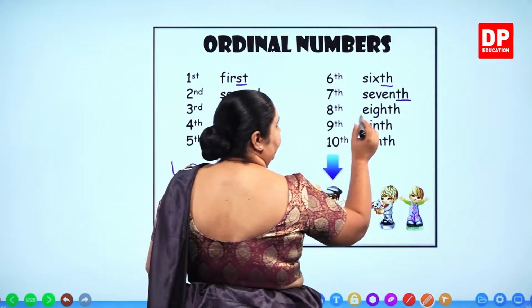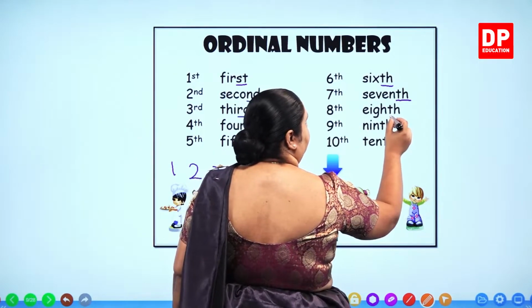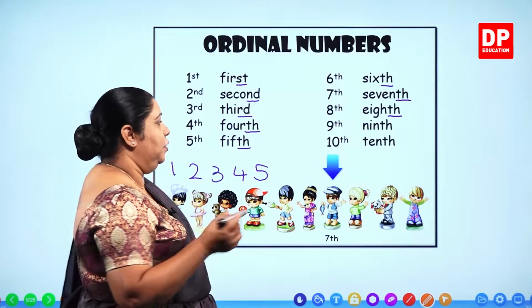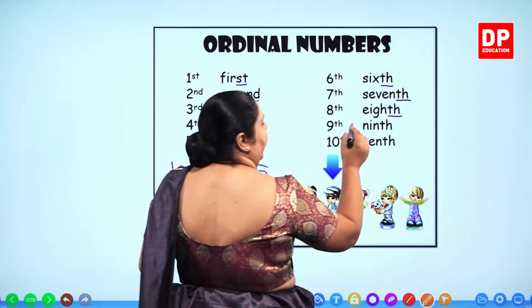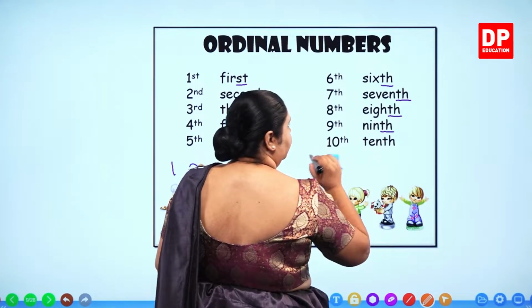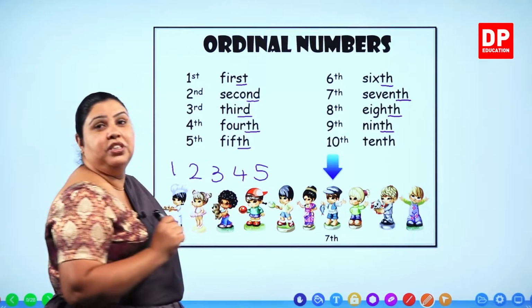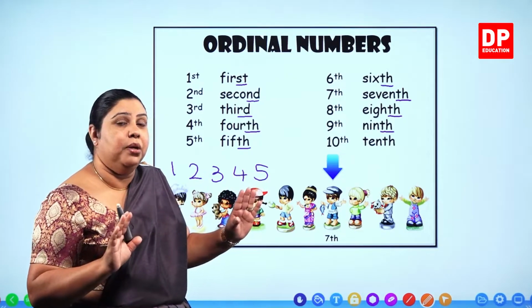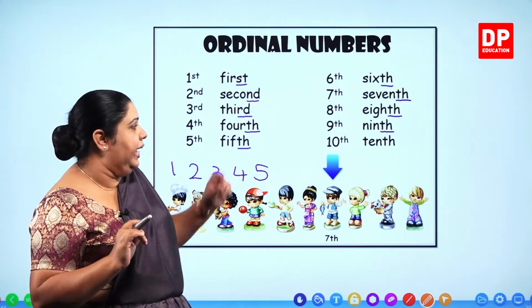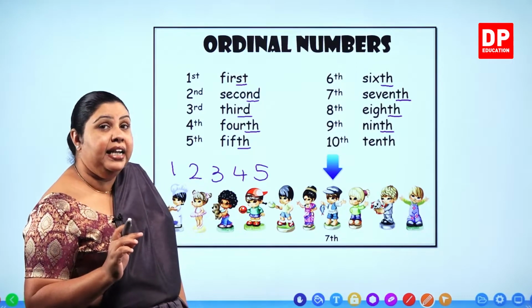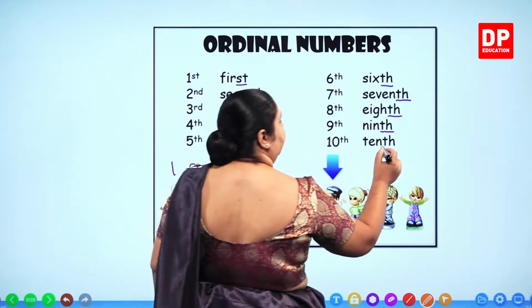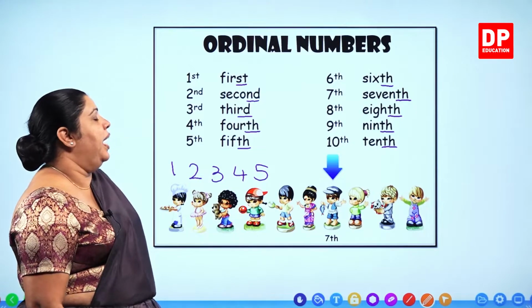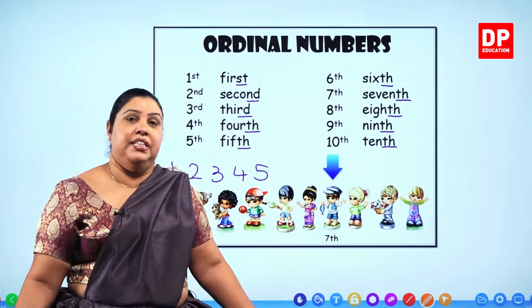8th. E-I-G-H-T-H. So the last two letters TH. You write number 8 and you write T and H. 9th, the same way, N-I-N-T-H, and you write number 9 and put T and H. Last one, 10th. Now here we are talking about only the first 10 numbers. 10th, T-E-N-T-H. Now once again we have the last two letters T and H. So you write number 10 and you write the T and H, and we say 10th.